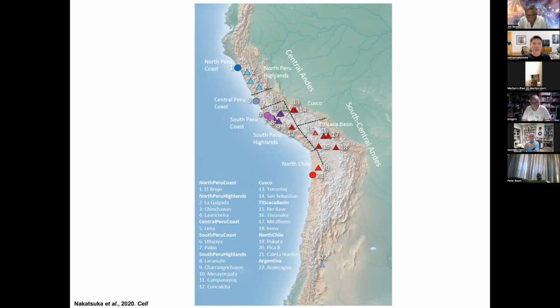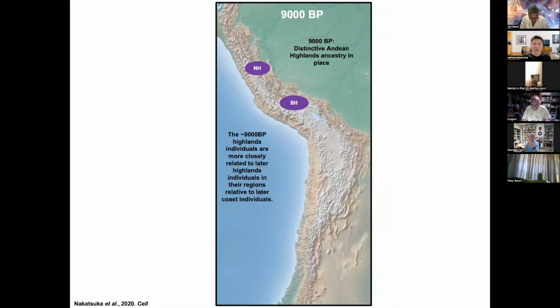So we analyzed whole genome sequence data of 89 ancient individuals from 9,000 to 450 years old. We first look at the oldest individuals from the North and South Highlands of Peru, and we found that these individuals were more genetically related to later highlands individuals in the regions relative to the later coast individuals. So it implies that there's a distinctive Andean highlands ancestry that was already in place by 9,000 years ago. If you examine the northern and southern groups, there's no difference between them, but there's a difference between the highlands and the coast.